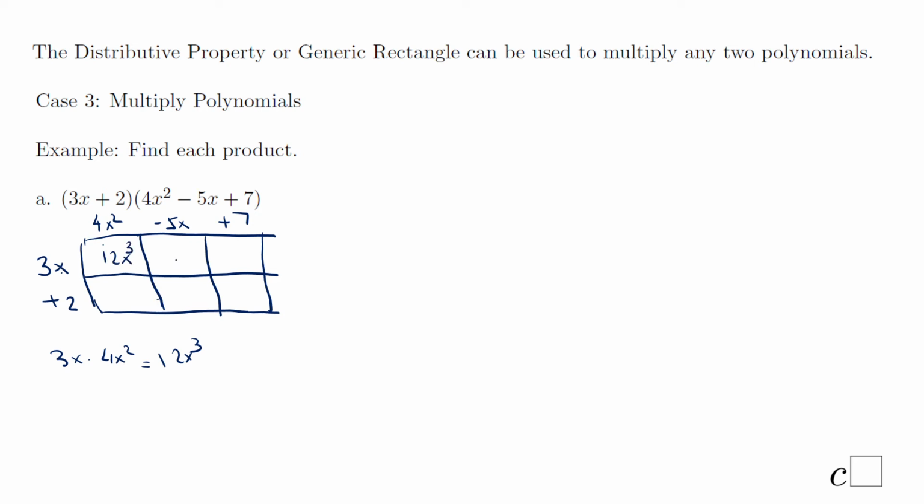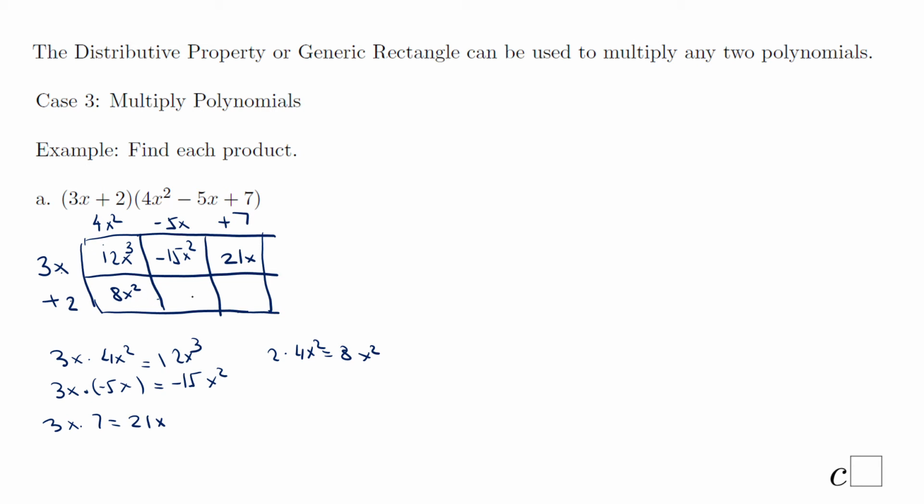The second box, this one, we are going to have 3x times negative 5x. And that will be negative 15x squared. And the third box right here, we have 3x times 7. That will be 21x. It's a positive. And let's move to the second row, and I have 2 times 4x squared. That will be 8x squared. Again, positive here. If you want to put a plus, that's okay.